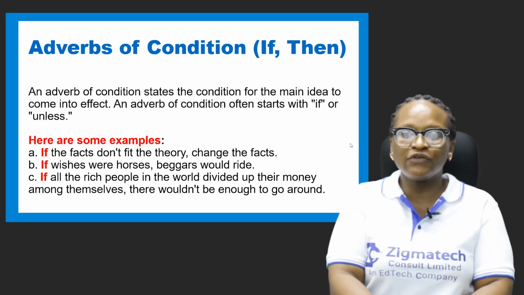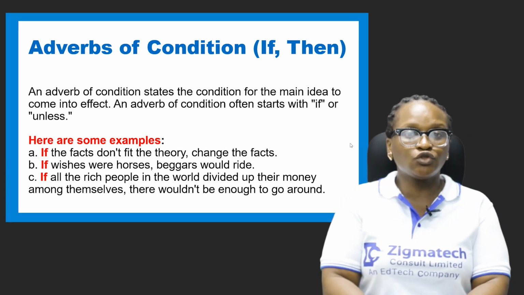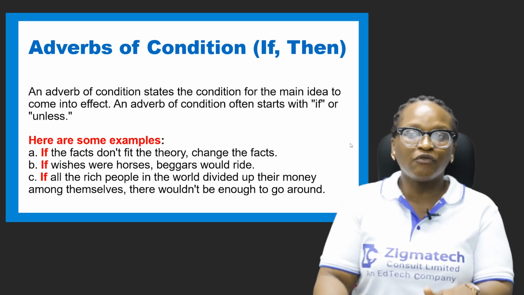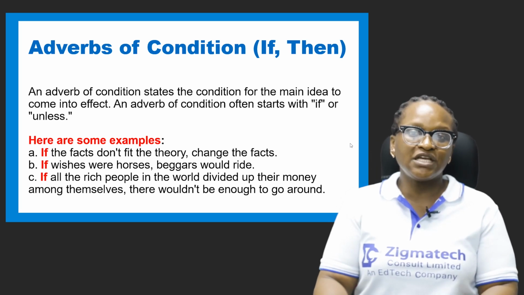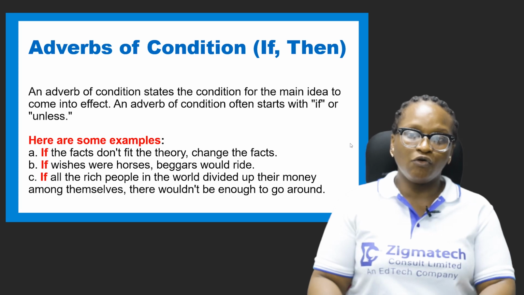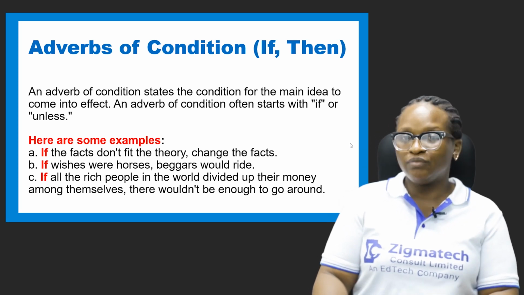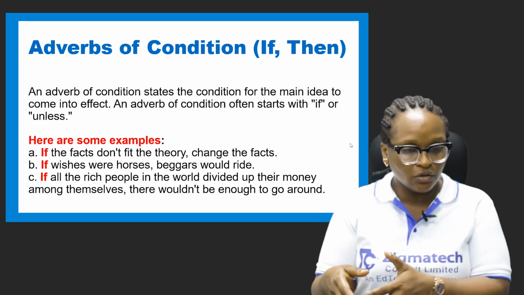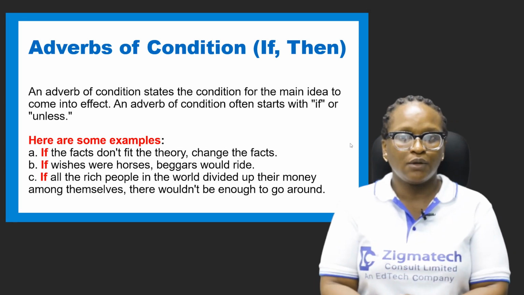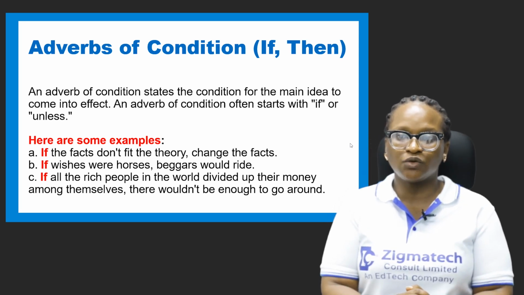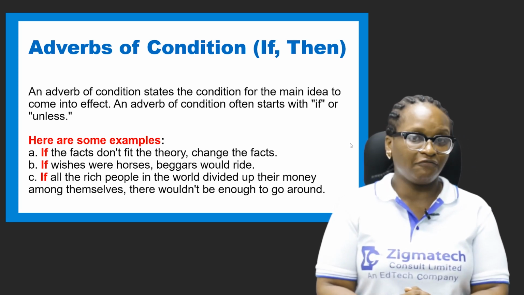So if you want to show a condition for something in your writing, make use of adverbs of condition. An adverb of condition often starts with if or unless. These are basically the two. All right, if or unless. "Unless you bless me, I will not let you go." That's a condition you've given: for letting someone go, the person has to bless you. Okay, so let's look at these examples. It says, "If the facts don't fit the theory, change the facts."